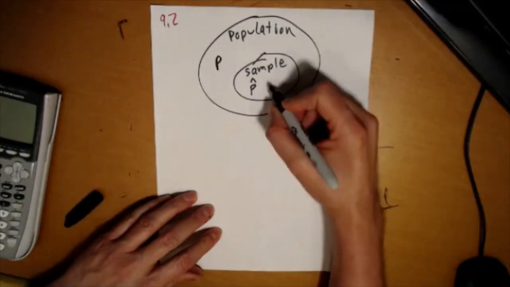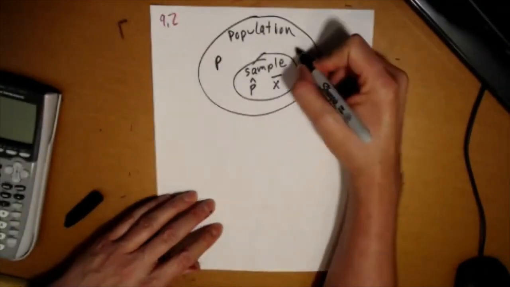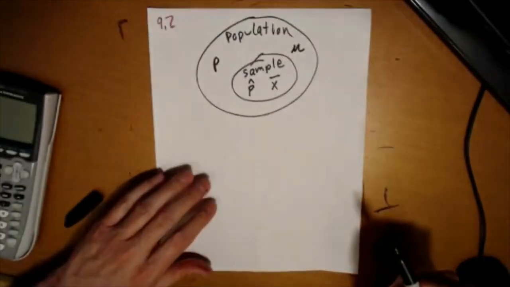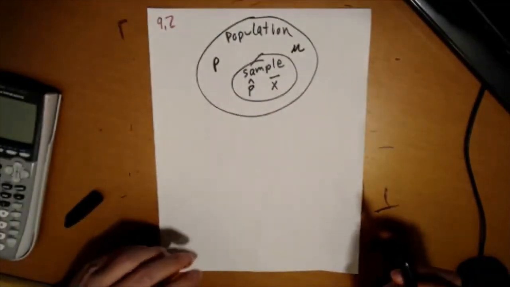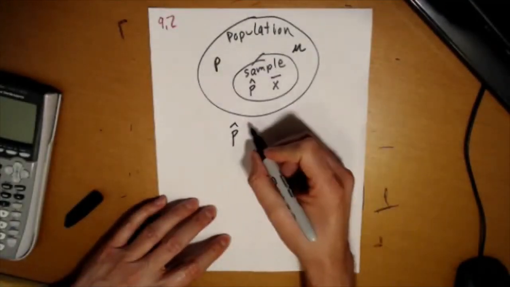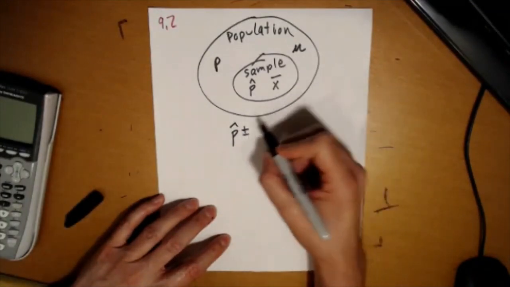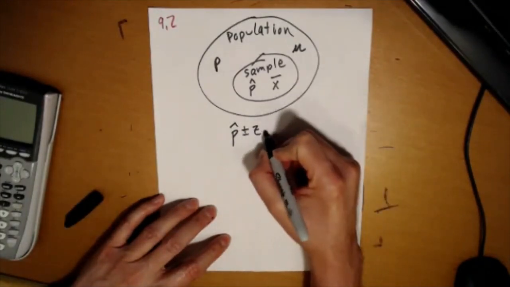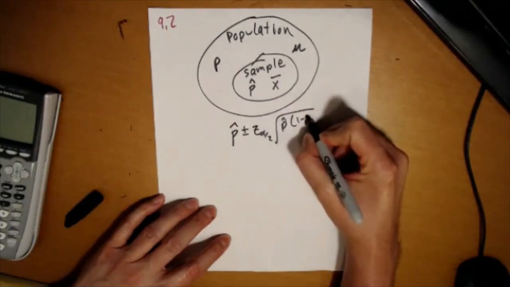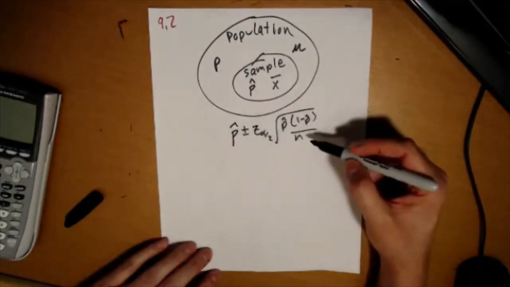And if you take a sample, the data looks different. Maybe you get an x bar. And x bar is a good point estimate for mu. So what we learned last time in 9.1, we learned how to make confidence intervals for p hat. We said, p hat plus or minus, what was it? Z alpha over 2, square root of p hat times 1 minus p hat all over n. That was the formula we had. And then we learned how to do it in the calculator.